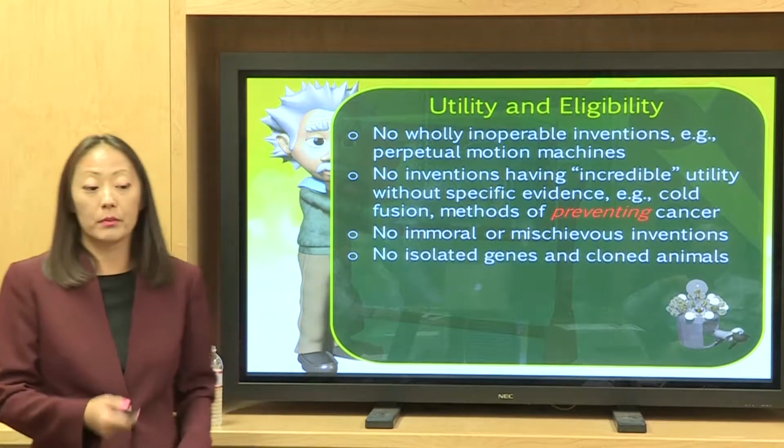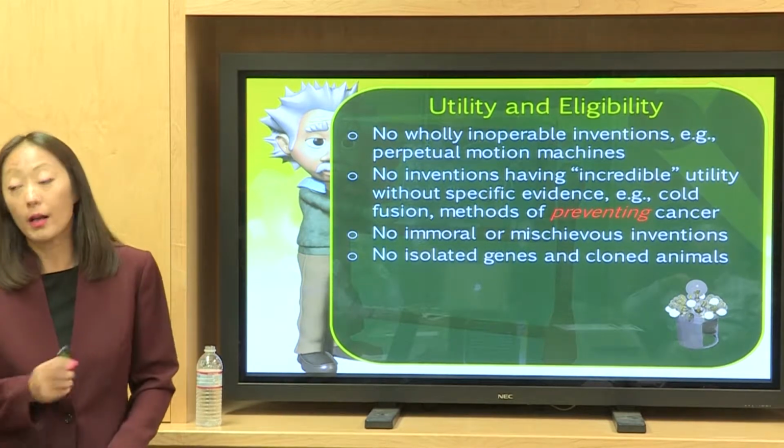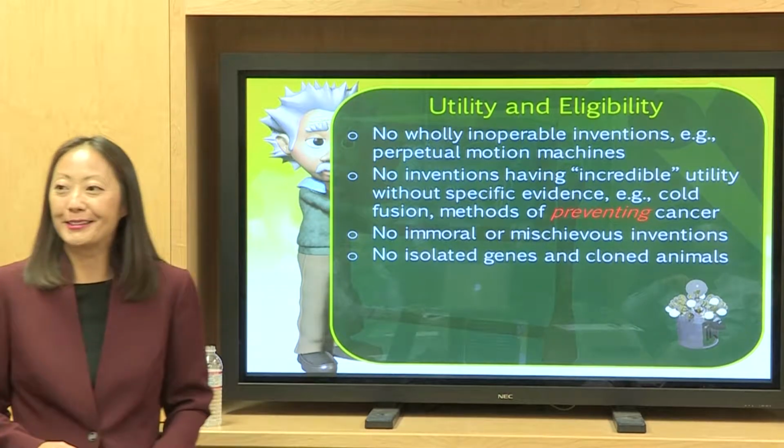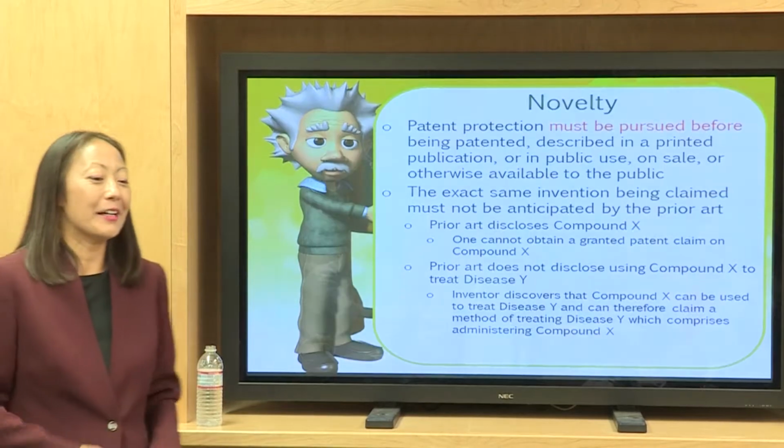Can't get immoral or mischievous inventions patented. No isolated genes in cloned animals. Once again, you can't get Dolly the sheep patented.